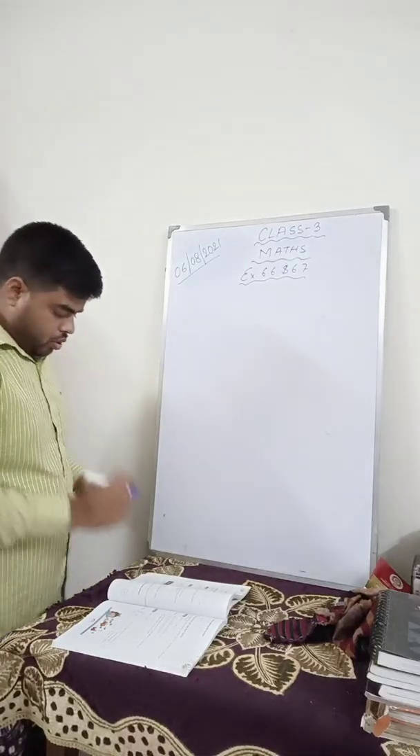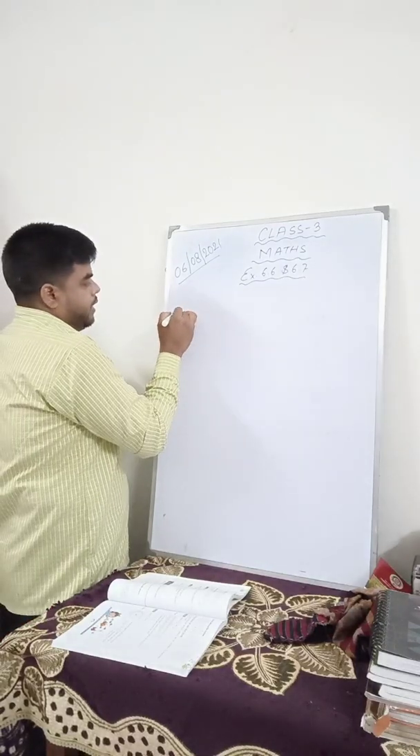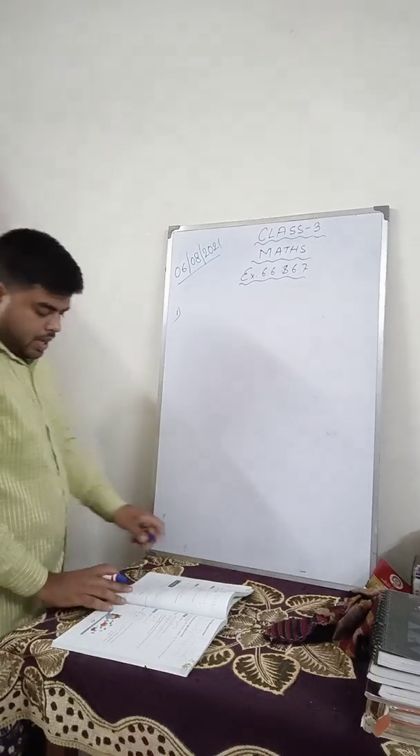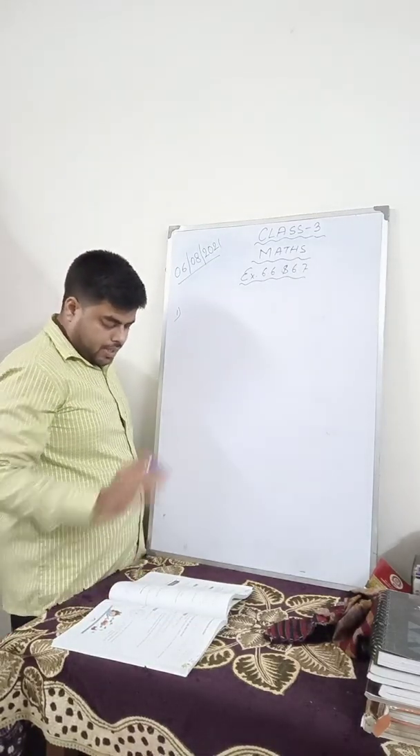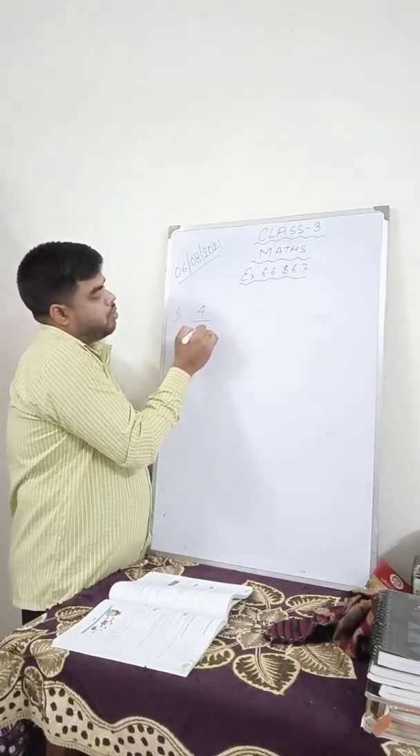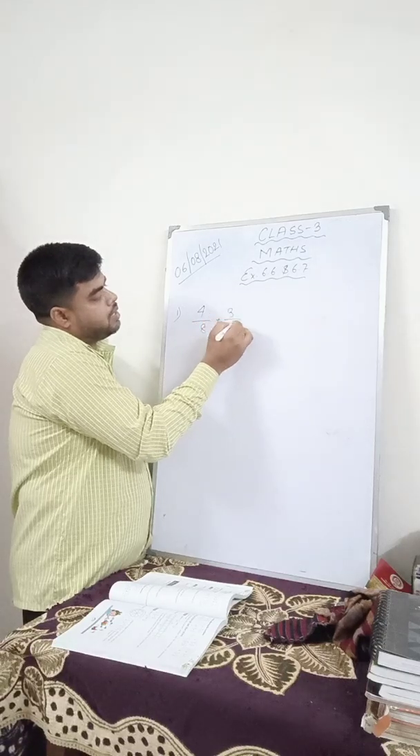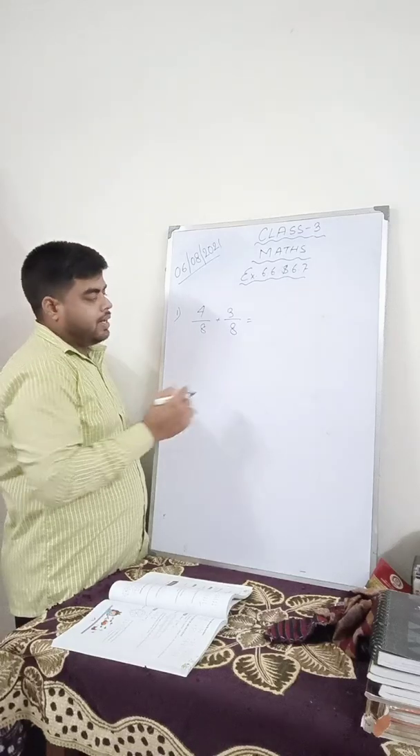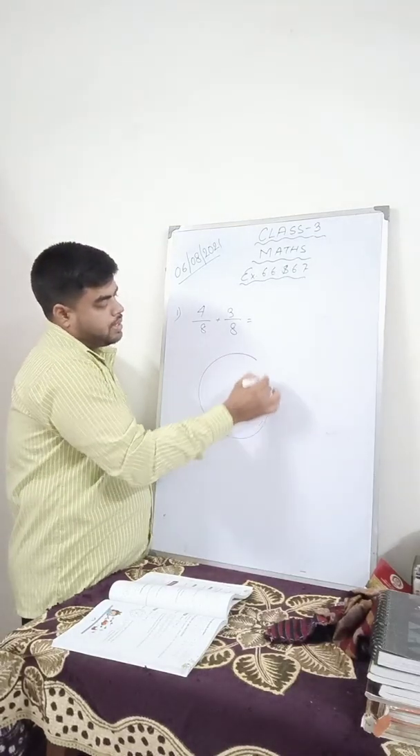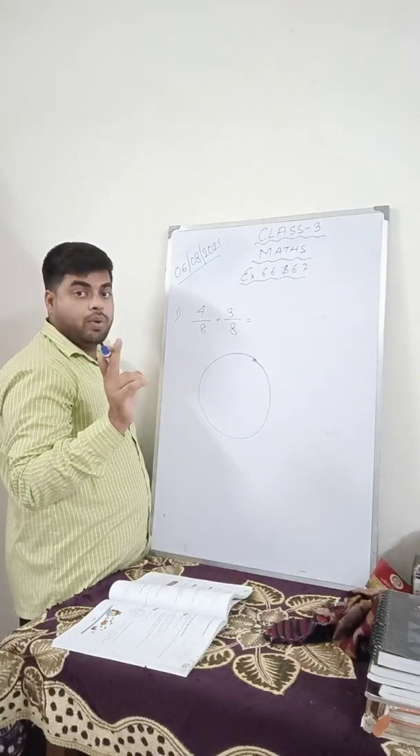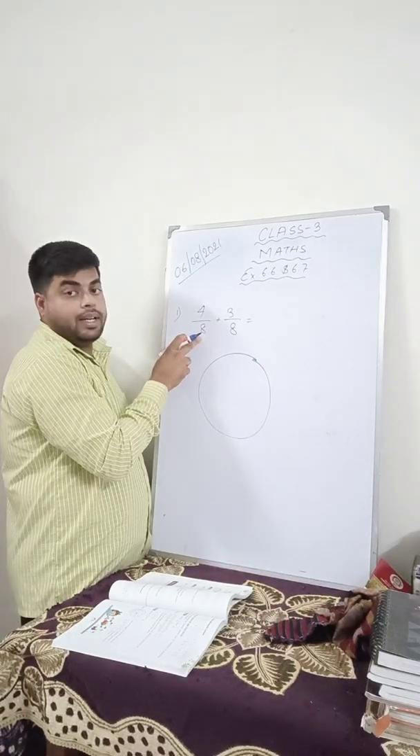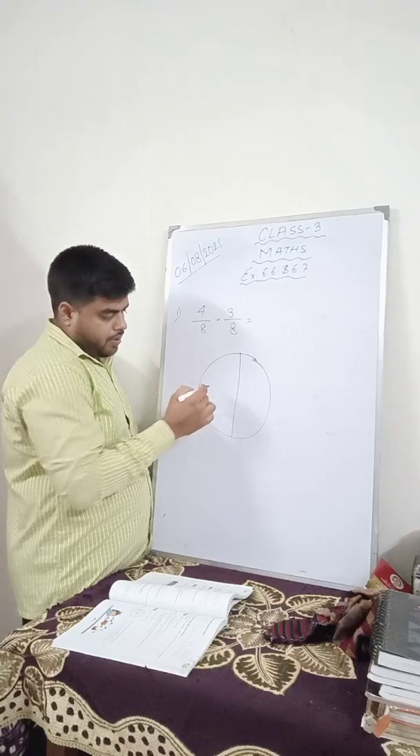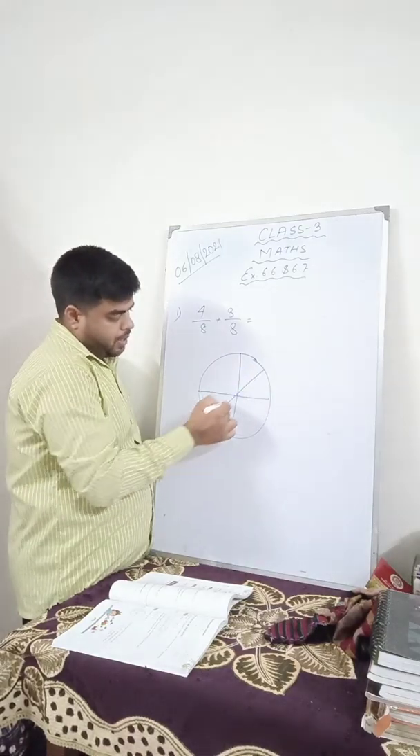So let us do question number 1a. In question number 1a they have said add the following and shade the figure according to the answer. They have given you 4 by 8 plus 3 by 8, and they have asked you what is the answer. After writing the answer, they have given you one circle, and in that circle, if you count properly, whatever the denominator is, they have divided that into that many parts. They have divided that into a total of 8 parts.